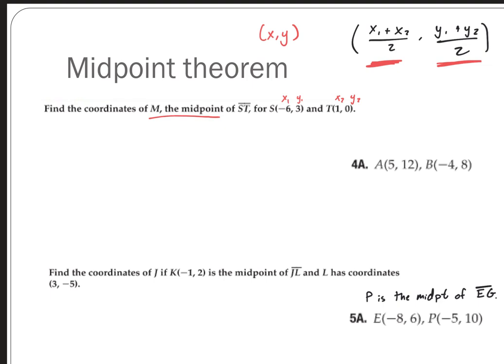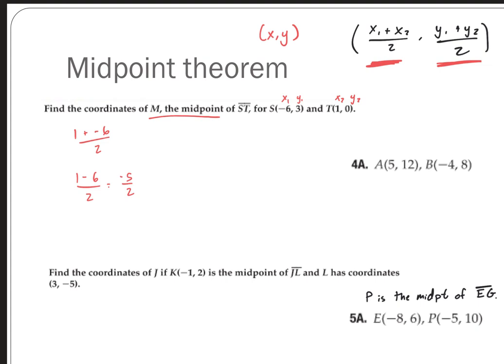So the midpoint, I'm going to do the x's first. So I have 1 plus -6 divided by 2. 1 plus -6 is really just 1 minus 6 divided by 2. This is going to be -5 over 2. Do not be scared of fractions. Fractions are numbers too. Be nice to them.